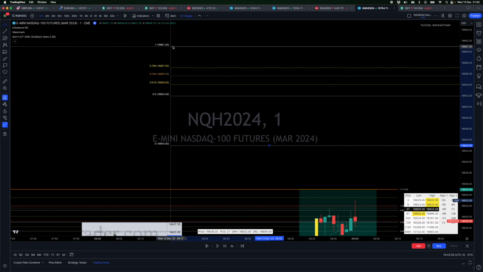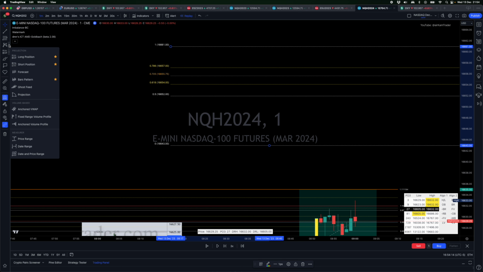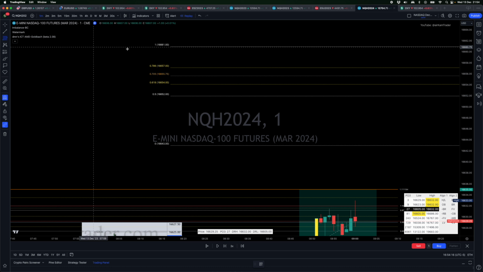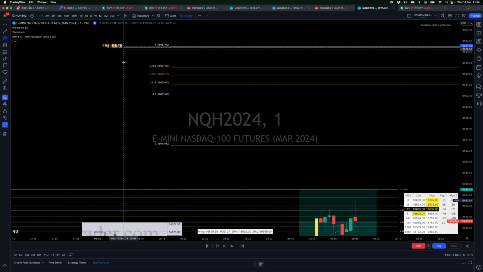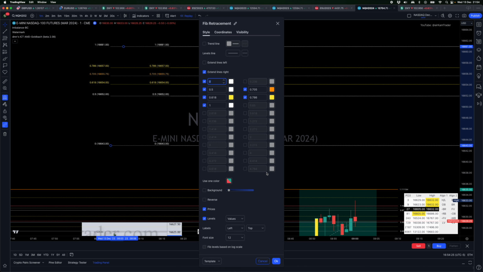Now that you probably understand Goldbach, if you want to use a dynamic Goldbach dealing range, what you can do instead is create an IPDA fib, using the same percentages in the indicator.